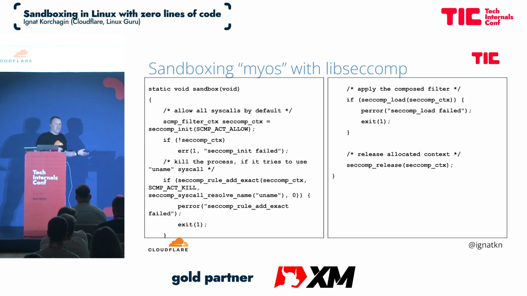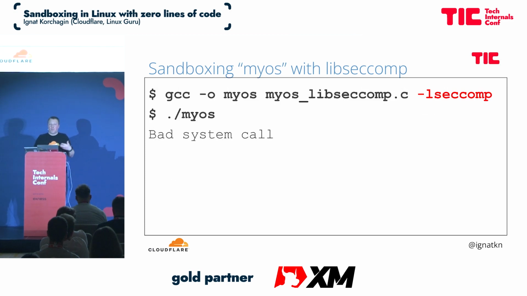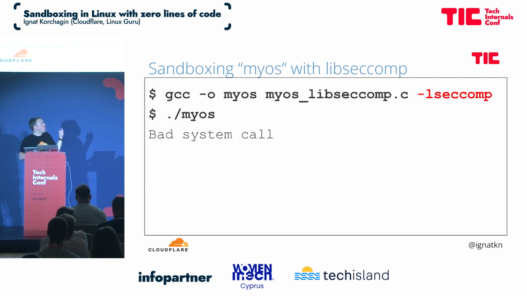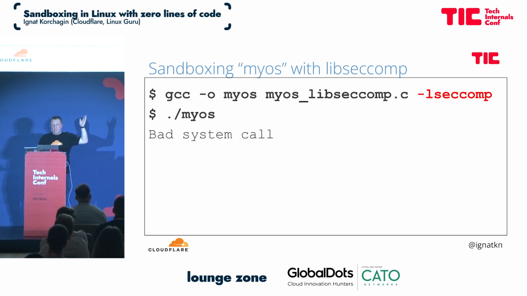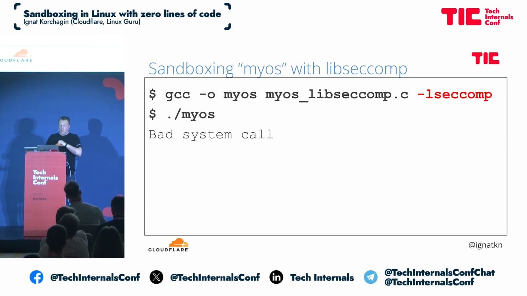Now, if we recompile the application, and because we're now relying on libseccomp, we have to link with it, and execute the program, the shell will detect the application was killed, and it will tell us bad system call with no output. Because remember, we didn't force the application to go to the error path. As soon as it tried to do the uname system call, it got killed. Clear so far?